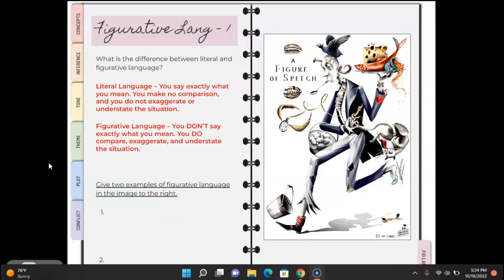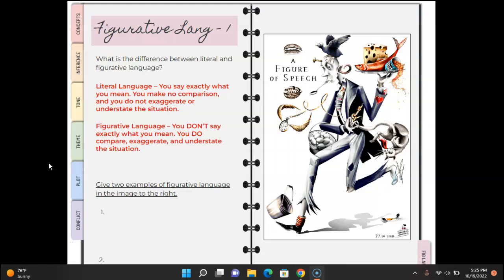All right, this is our final literary or fiction element, and it is figurative language. Figurative language is probably my favorite literary and fiction element, just because it's fun and it's a really great way to write creatively. So what is the difference between literal and figurative language? Literal language is when you say exactly what you mean. You make no comparison and you do not exaggerate or understate the situation.